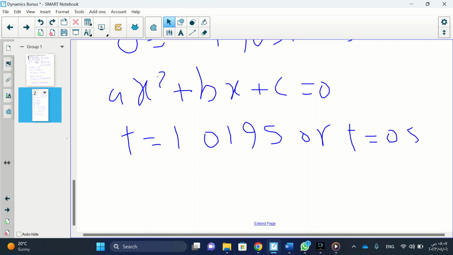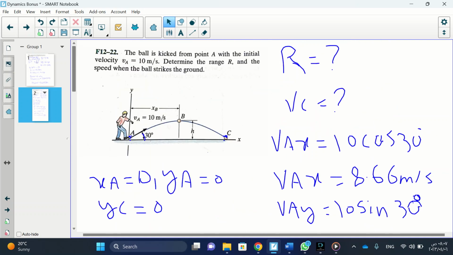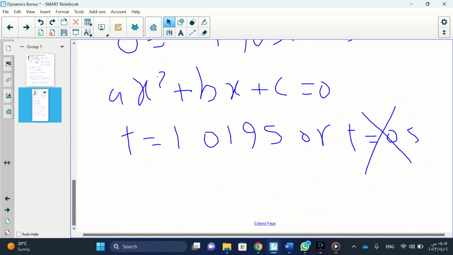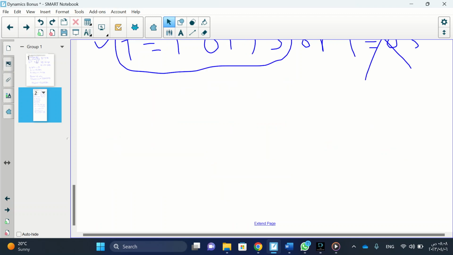Which one is more logical? Of course the 0 is wrong, because it needs time to move from A to C, right? So the ball needs time. Of course it will not just go in 0 seconds. So this value, 1.019, is correct. Okay, now we found T. Just plug it into the equation.